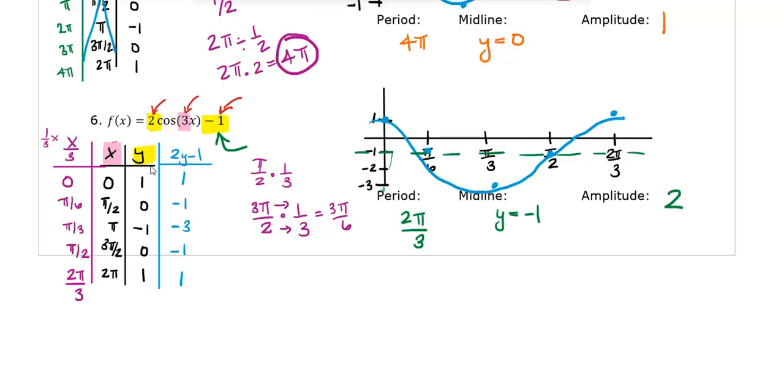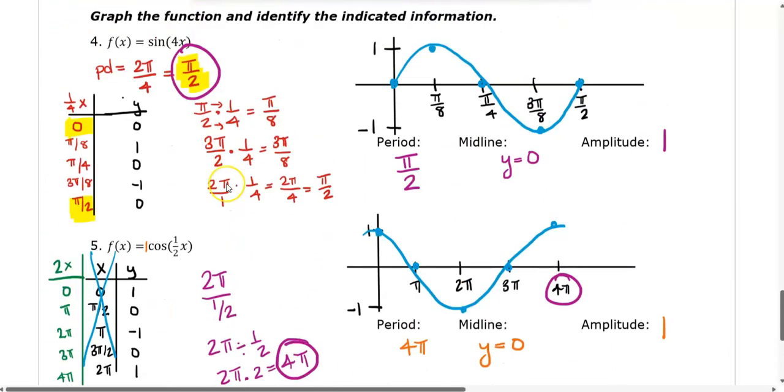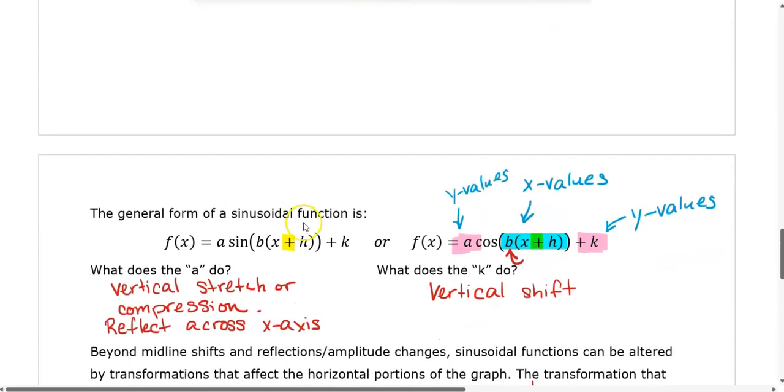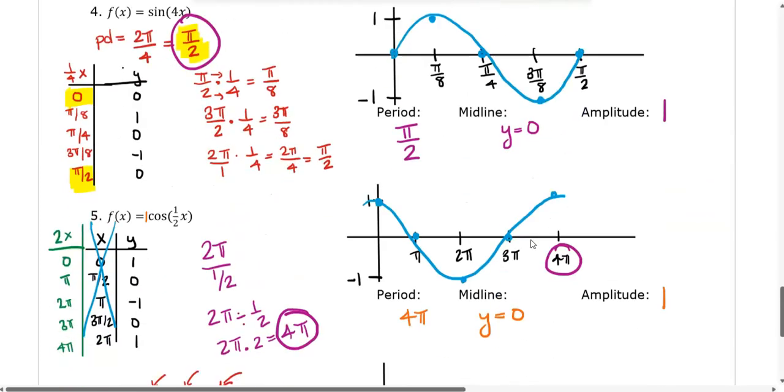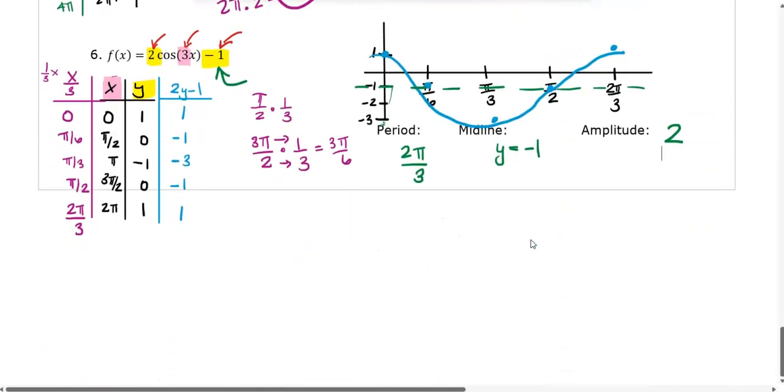The only one last thing that we have to do is what's called phase shift. And that's going to be this H value here. And that's going to be that horizontal shift right or left, depending upon whether it's added or subtracted in there. And we'll talk about that one on our next video.